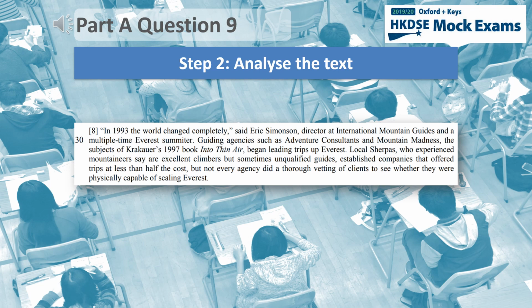In Paper 1, the order of the questions usually follows the text. Question 8 includes a quote from paragraph 8. So that is very likely where you should start looking for the answers to question 9. There is a mention of shepherds in line 31. In line 32, they are described as excellent climbers, but sometimes unqualified guides.